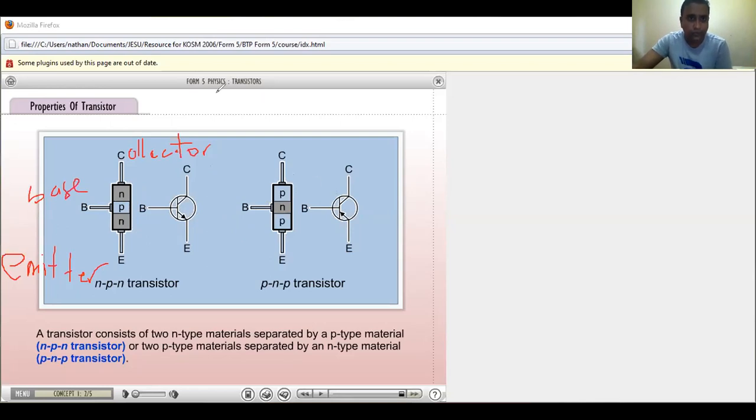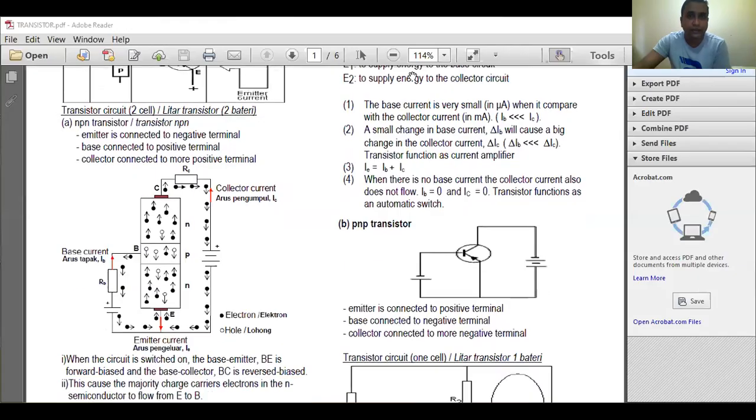Now since we have two types of transistor, we look at how a transistor is connected in a circuit. In the case of NPN, the emitter must be connected to the negative terminal. The base will be connected to the positive terminal. So the emitter will be negative, whereas the collector will be connected to more positive.